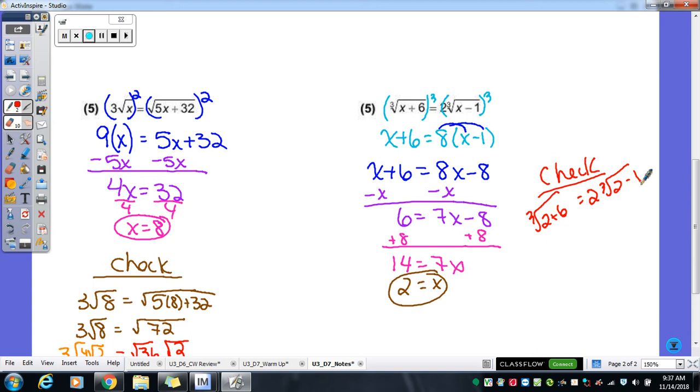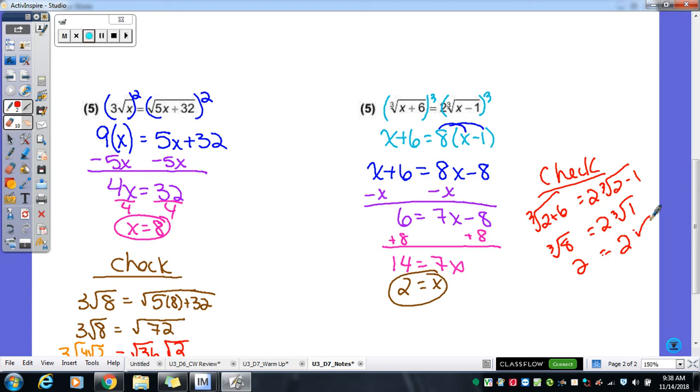So plugging in 2 for both of our x's that we had in the original problem. Left side 2 plus 6 gives us the cube root of 8, which is a 2. Right side 2 minus 1 gives us the cube root of 1, which is 1. So 2 times 1 gives us 2. So it checks out. That one works.